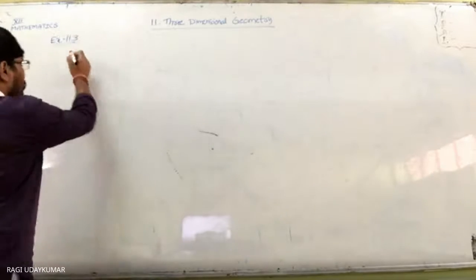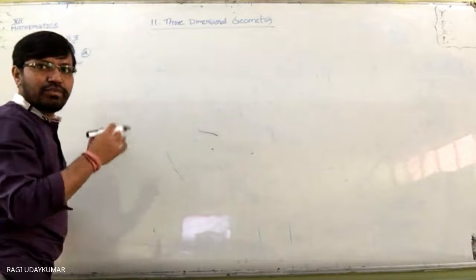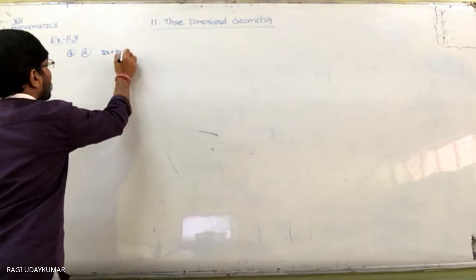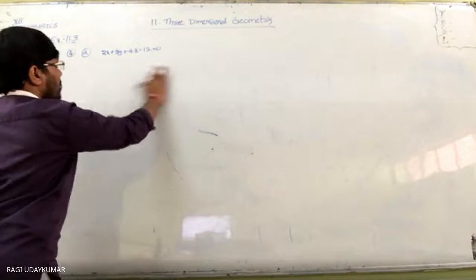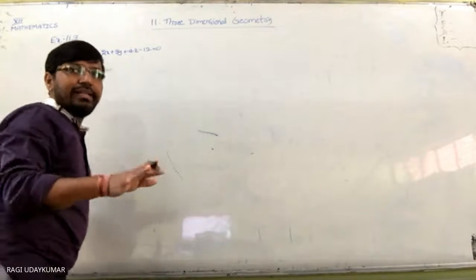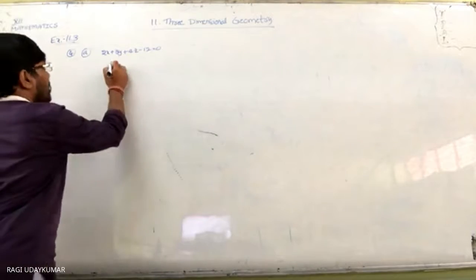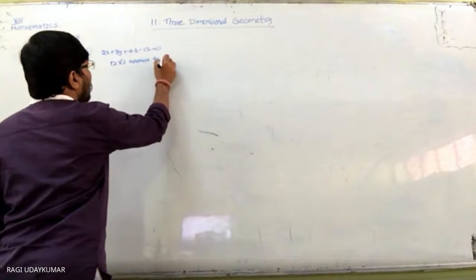So here the question is given to you: 2x plus 3y plus 4z minus 12 is equals to 0. So DRs are given to you here. Here only the DRs are given. Now what is it asking you to find out? Direction cosines, DRs normal to the plane.